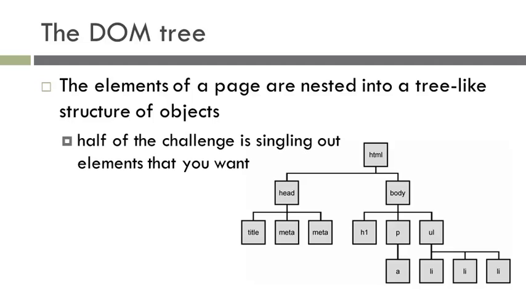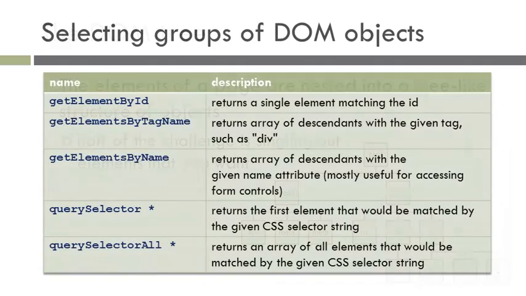One of the challenges in working with the DOM tree is to single out the specific elements that you want to work with. However, this is not such a difficult task now, as you have been doing exactly that with your cascading style sheets. JavaScript provides us some functions and methods to do this. We have already been using getElementById. This returns a single element on the page matching that ID.